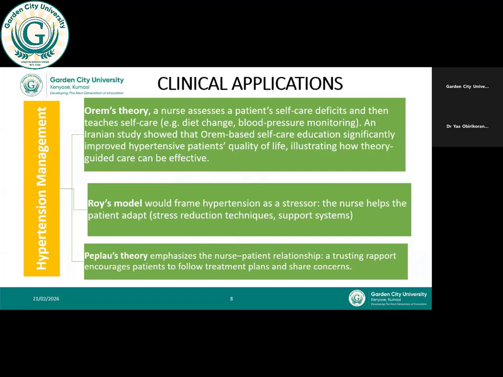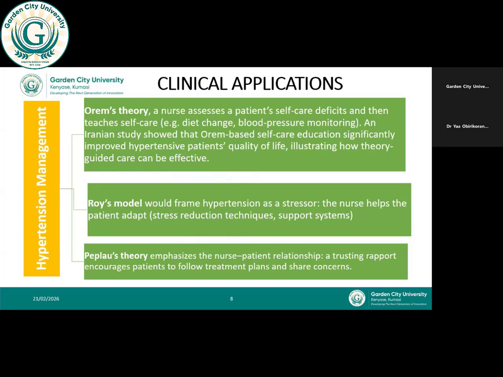So in managing a client with hypertension, like I was saying earlier, a nurse would assess the patient's self-care deficits and teach self-care. What can be done for these patients to meet their self-care deficits? And there is a study. I was trying to look for the article itself. I'm only finding the abstract, but I'll get the library to find this paper for us so that you can read it.